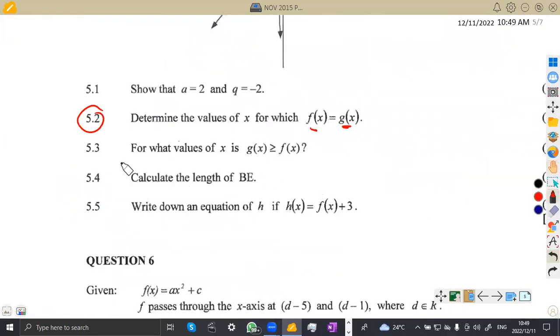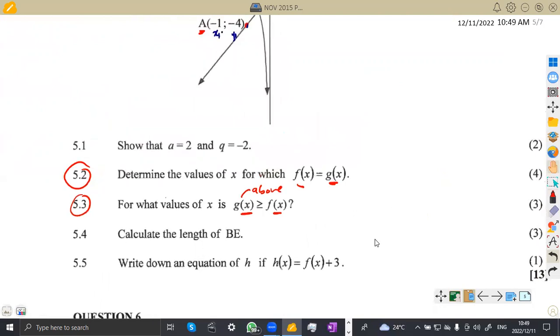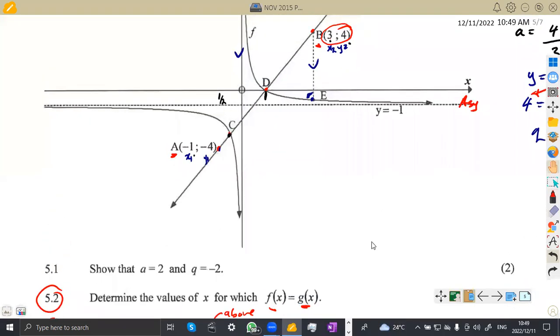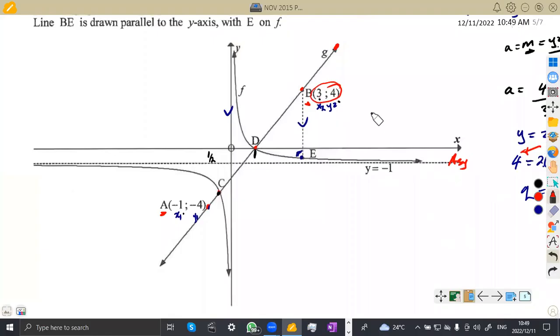Now they are asking us, for which values of x is g of x greater than or equal to f of x? So it means where g of x is above f of x. So let's check from our graph. Where do we have g of x above f of x? So this is our g here. From this side, we can see that our g is above. Here from this side, we do not know the value, it's actually infinite from there. So you can see that our g is above f up to point D here.